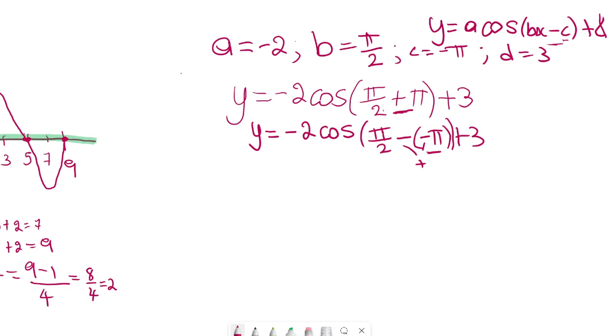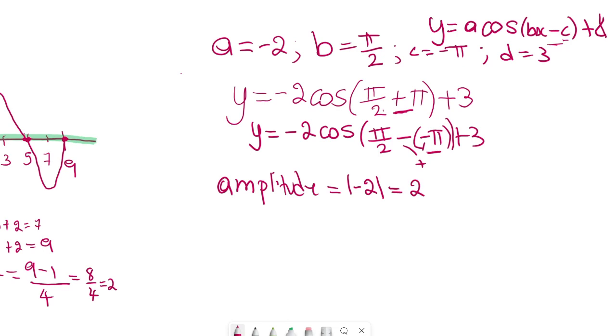So let's identify the important parts of our graph. Okay, so our amplitude, that's going to be the absolute value of negative 2, because that's your A, so that's going to be equal to 2.